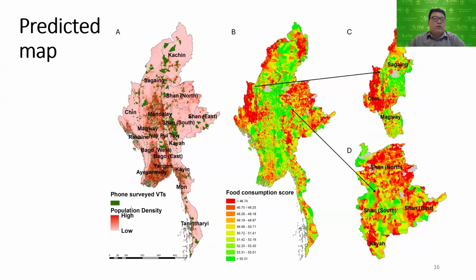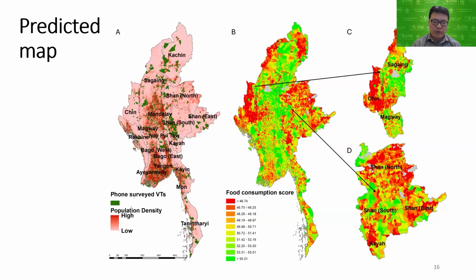So this is the final result we have for the prediction. Map A on the far left shows the survey data we actually have at the village tract level. As you can see, it is highly correlated with the population distribution, but we only have limited area, as Joanna's slide showed before. About 3,000 village tracts are covered by the phone surveys. The large areas, especially those with lower population densities, are not covered by the survey at all.